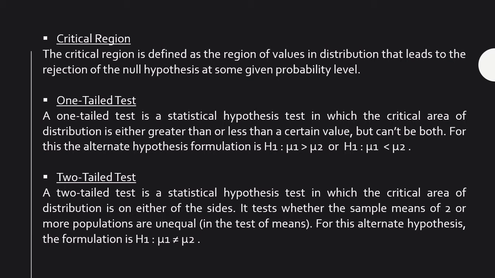A two-tailed test is a test in which the critical area of the distribution is on both sides of your mean. Let us consider a normal distribution, which we have already discussed in our previous lecture. The mu, that is the mean, is at the center, and on both sides of the center we have the critical regions. It tests whether the sample means of two or more populations are unequal. For this, the alternate hypothesis formulation is H1: mu1 not equal to mu2.